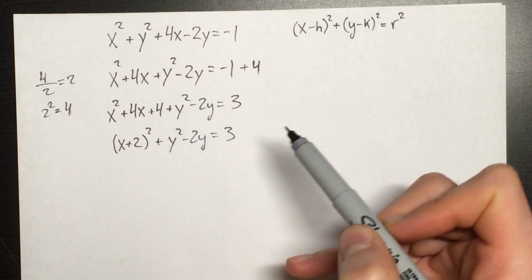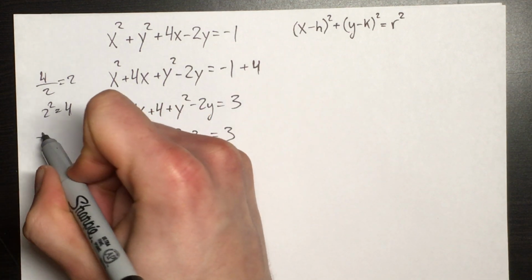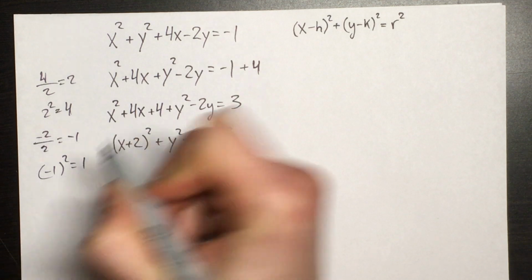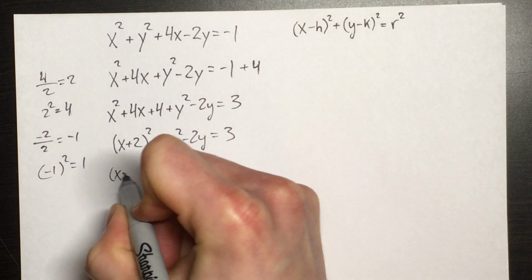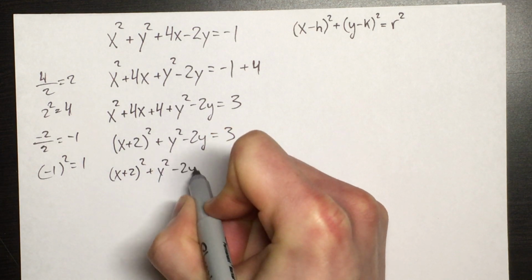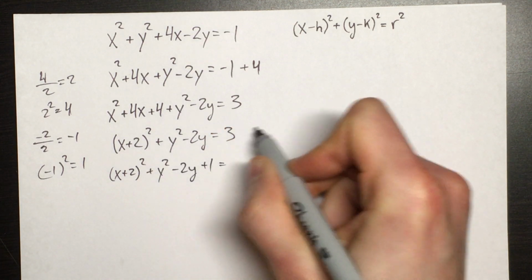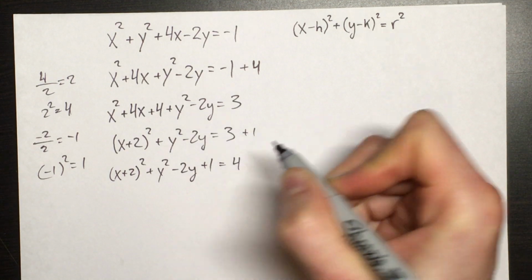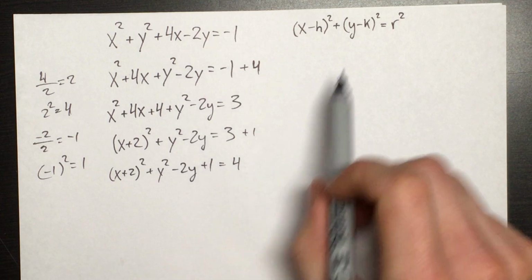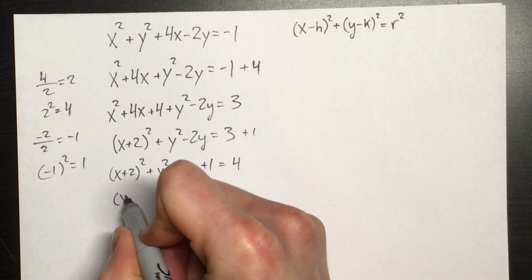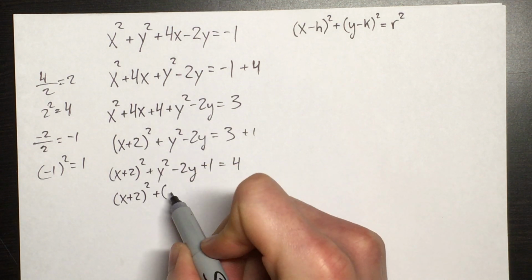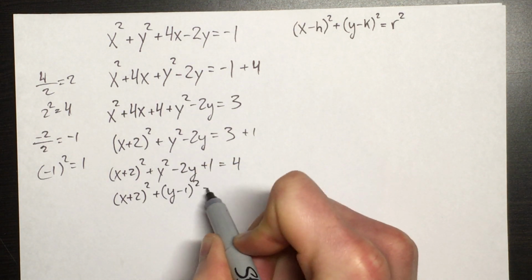Now, for the y, we do the exact same thing. We take our b term, negative 2 over 2, it's equal to negative 1. Negative 1 squared is equal to positive 1. So for the y, we're going to add a positive 1 to both sides of the equation. So plus 1, and then 3 plus 1, so 4. Okay? Now we're going to factor the y part to get this. So that becomes x plus 2 squared plus, what's that going to be? y minus 1 squared is equal to 4.